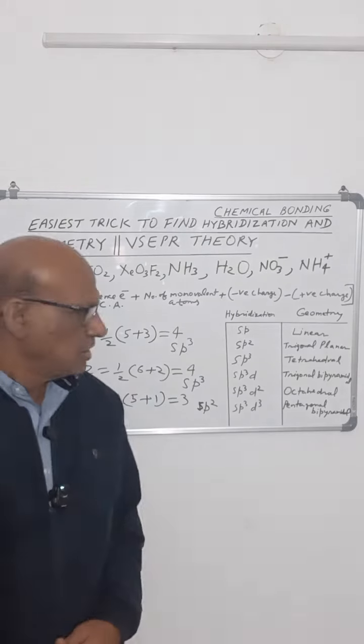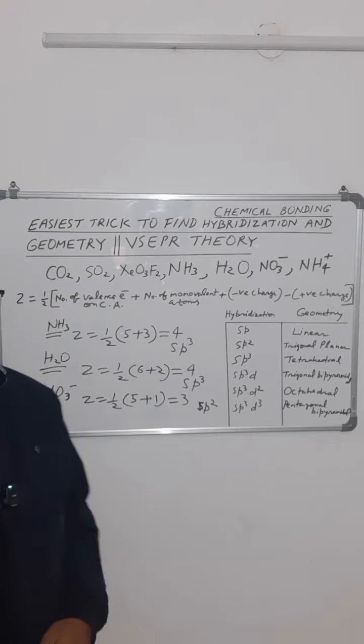तो इस तरह से हम सभी given molecules का या ions का जो है hybridization and the corresponding geometry we can find out.